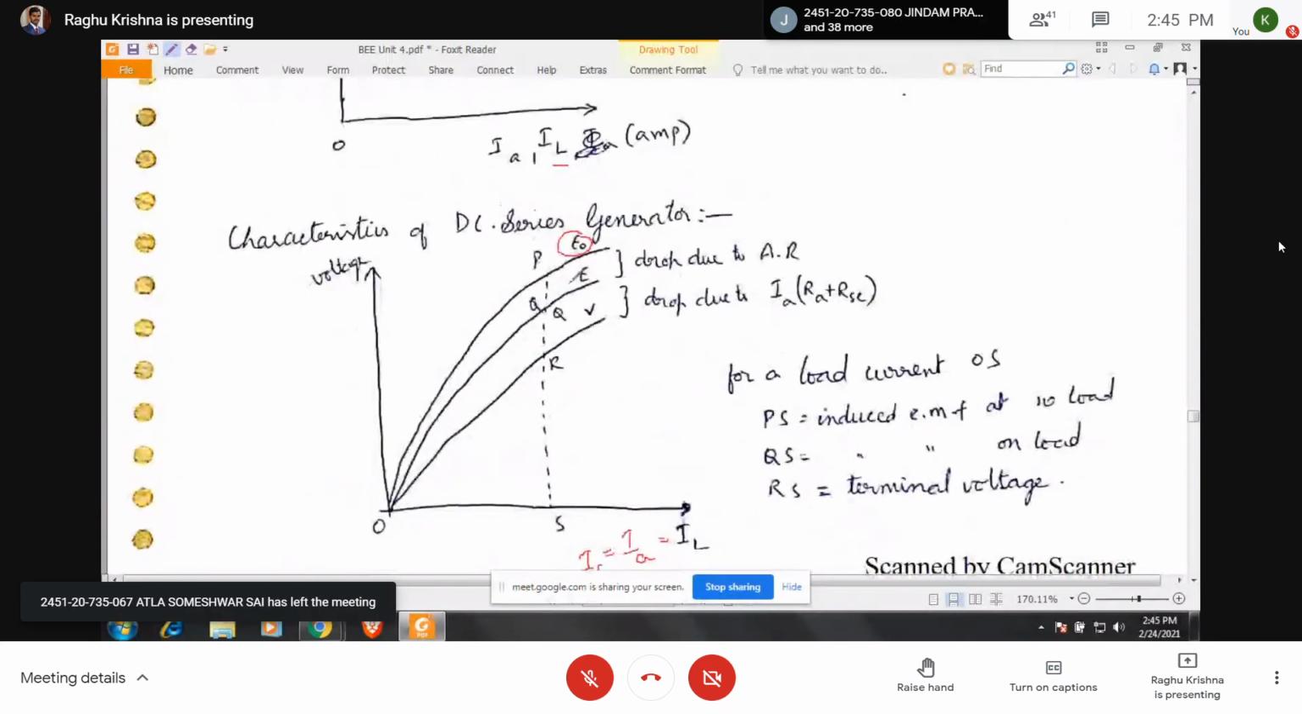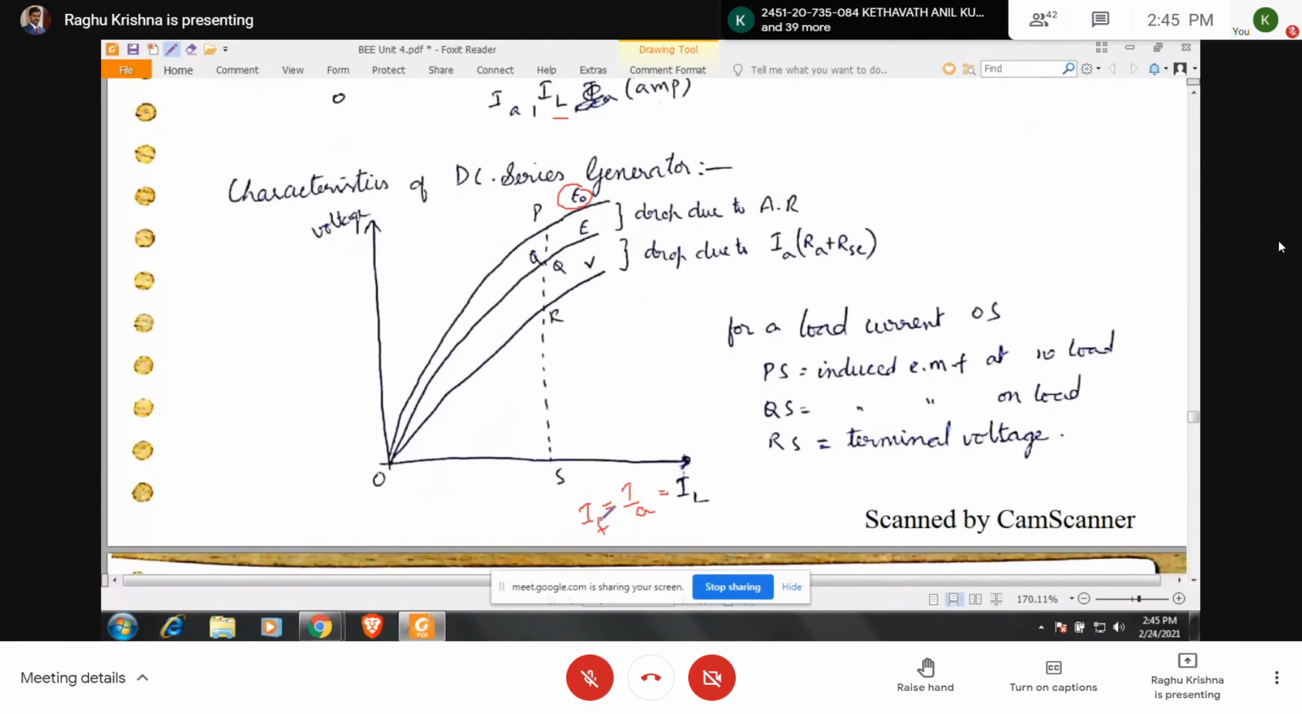Here, first you are going to draw E naught versus IL by connecting the DC series generator as a separately excited DC generator. We are going to increase the field current and draw the graph between E naught and IF. Here E naught is equal to EG, and IL is equal to IA is equal to IF. You can take IL as common for all these.